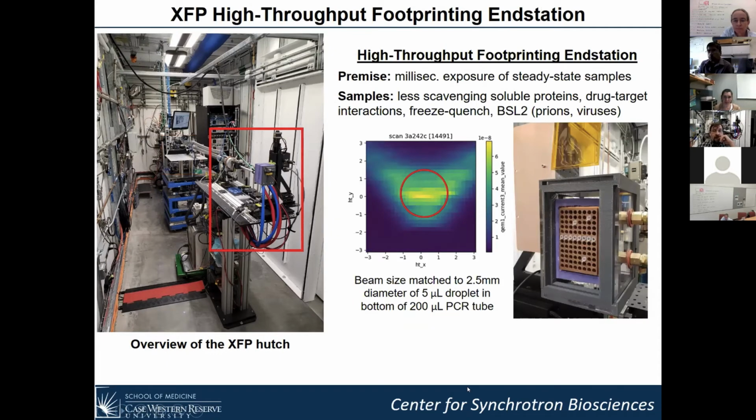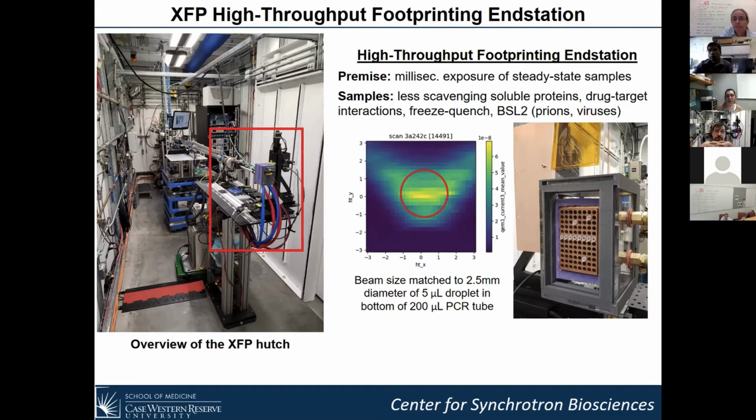I want to talk a little about what is our pride and joy on the beamline, the high throughput footprinting end station. This is what pays the bills. As Cyan mentioned earlier, we have a fast shutter that provides millisecond exposure of samples in the steady state. We can use it for a variety of things: protein footprinting, studies of drug target interaction, freeze quench. One unique thing that we support at XFP is samples requiring BSL-2 conditions. So if you're studying prions or certain infectious viruses, that's something we can do.